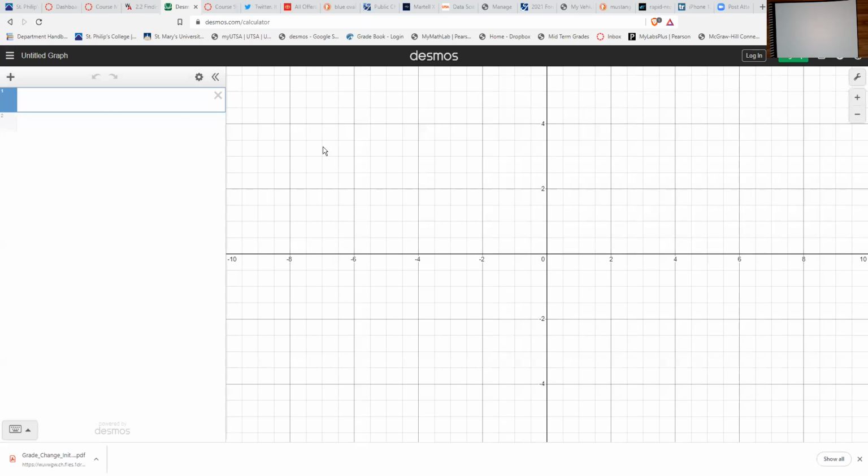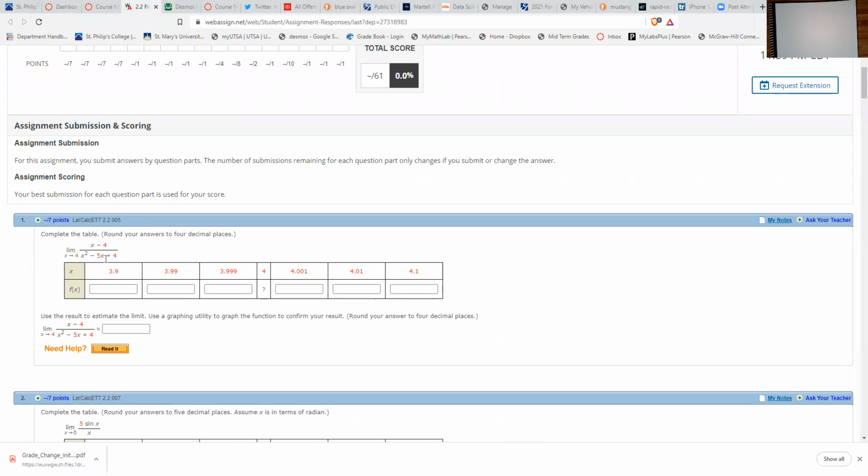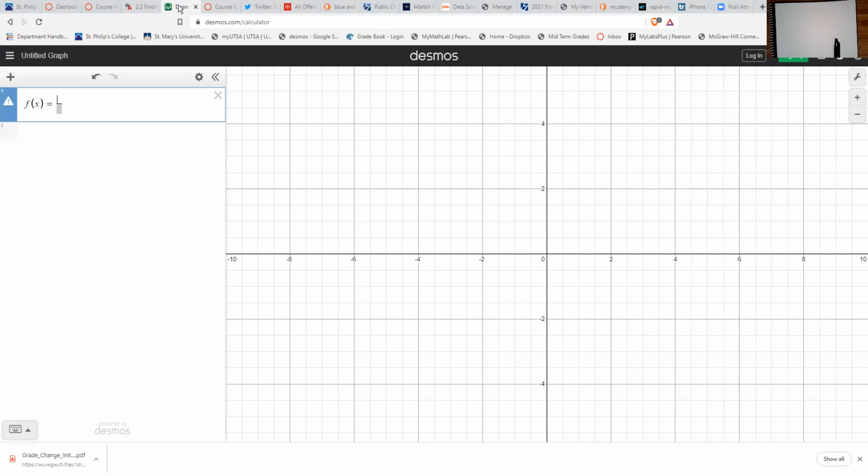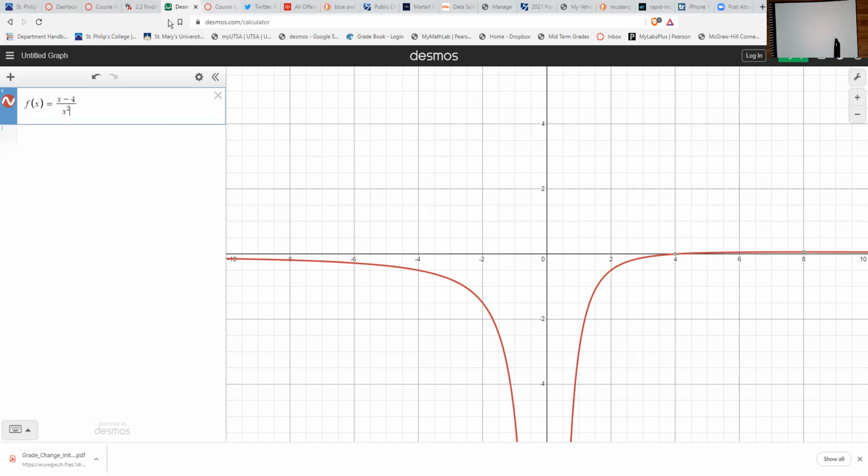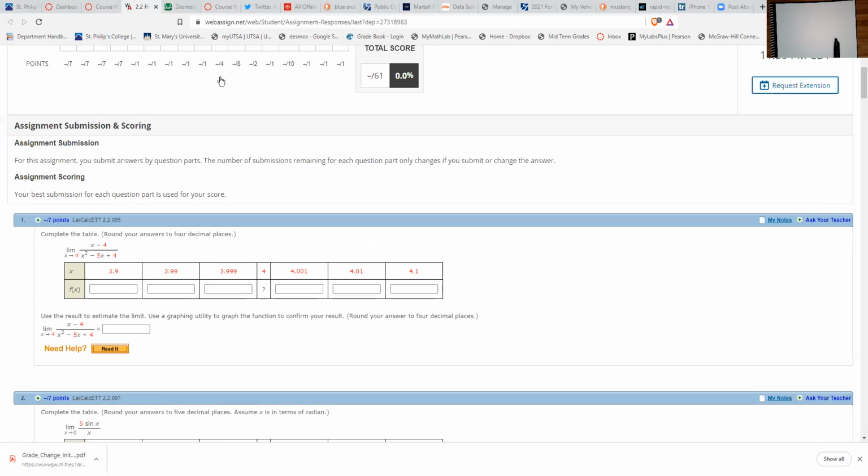Okay, can you see the graphing utility? Yes, sir. Oh my god, I love Desmos. I highly recommend you all use it. It's awesome, especially for chapter 2.2. It's going to be quite handy. So let's graph this guy. Let's call this f. So f of x equals x minus 4, over x squared minus 5x plus 4.